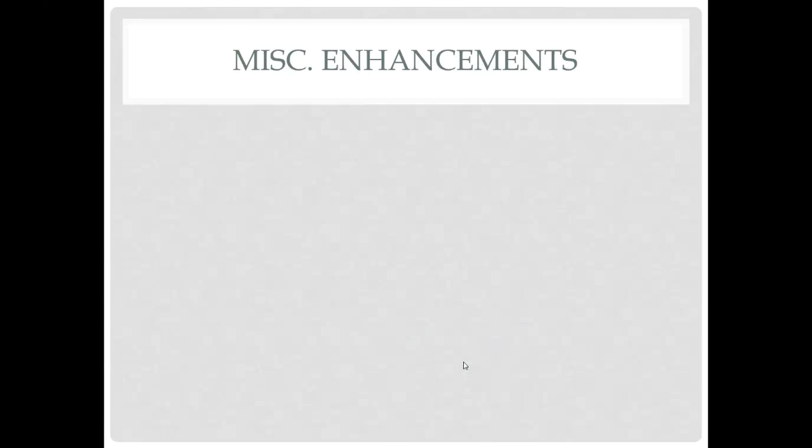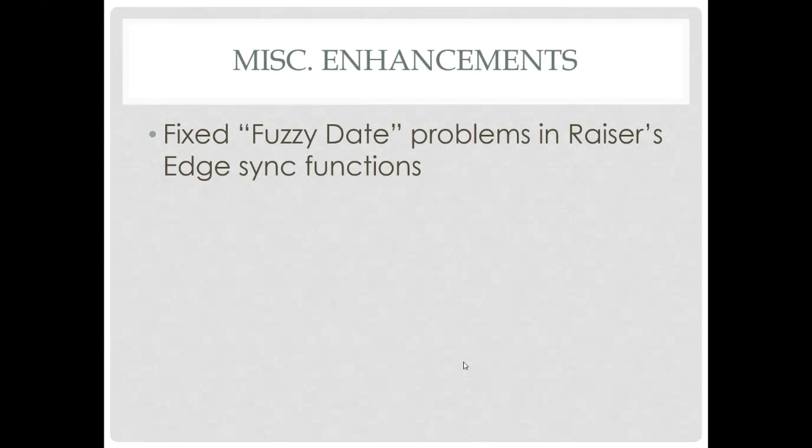Let's talk about a few other very small miscellaneous enhancements. One, some of you may have been aware we had a problem with fuzzy dates in Razor's Edge sync functions. Razor's Edge has relationships, constituent relationships, and they also have constituent codes. And those both have a concept of a start date and an end date, and they're not stored in the true date format. When there was a problem with the way those dates were stored, our sync functions couldn't convert them to real dates and do comparisons on them. So we fixed that. Any date that's really a bad date now just gets ignored. And so we fixed that one.